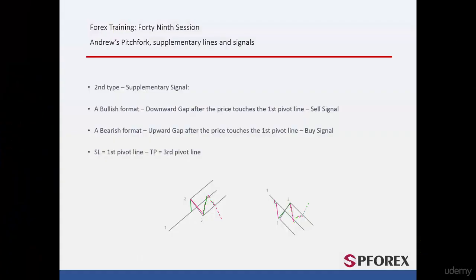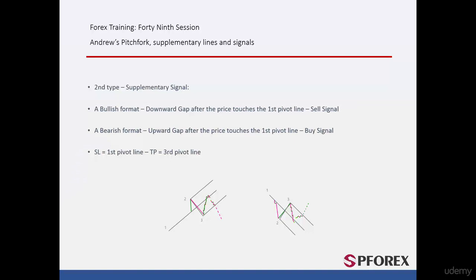Second type, supplementary signal. In a bullish pattern, after a price touched the first pivot line and proceeds towards the bottom, if a gap appears in a market price and the trend continues its downward movement, then a sell signal is generated and a trader can place a sell order with TP price on the third pivot line and SL price on the first pivot line.